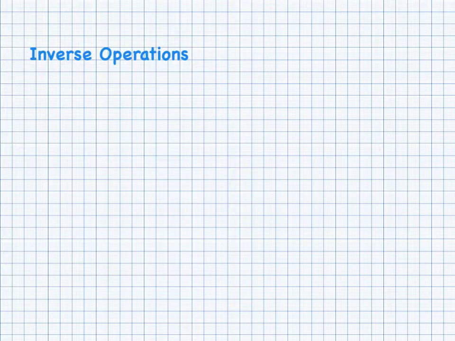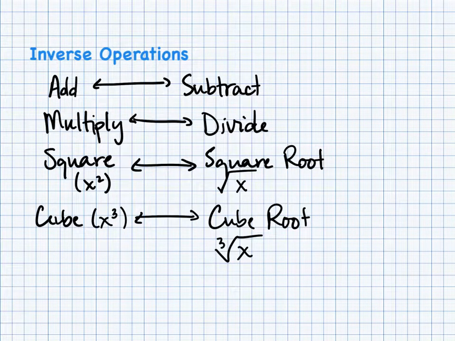Okay, inverse operations, to remind you of some of those: addition and subtraction, multiplication and division, square and square root, cube and cube root. I'm going to pause and write all this down. Essentially, to undo any of these operations, if things are being added, you undo them by subtracting. If they're being multiplied, you undo that by dividing. Squares are undone by a square root. A cube is undone by a cube root.